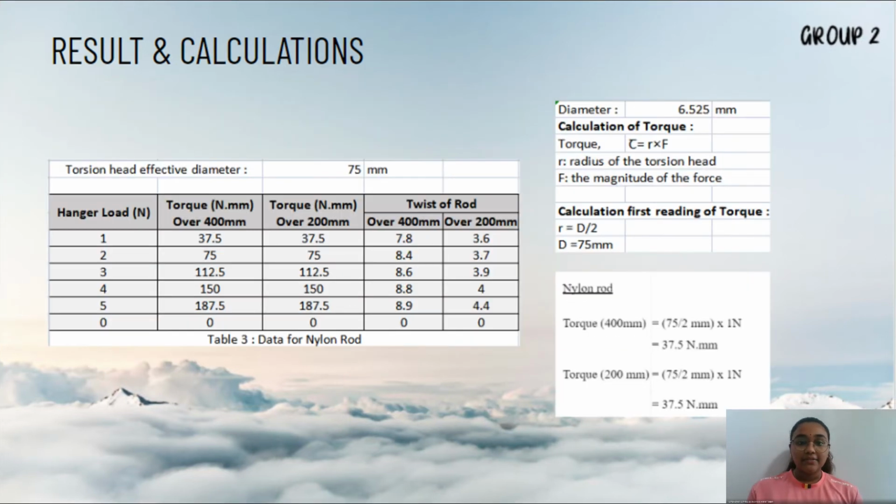Next, the data given for the third rod, which is the nylon rod, is the diameter of 6.525 mm. Table 3 shown is complete with the data of the torque calculated for 400 mm and 200 mm with the same method. So that is all for the result and calculation part. I will let the next person to further present on this.